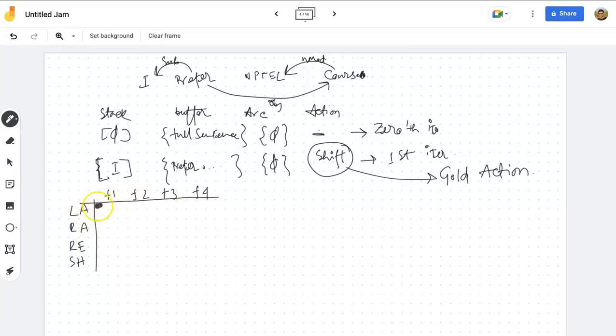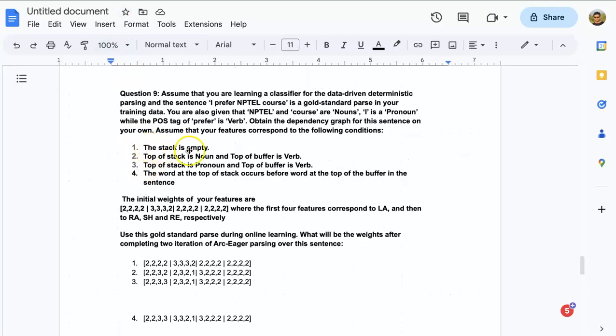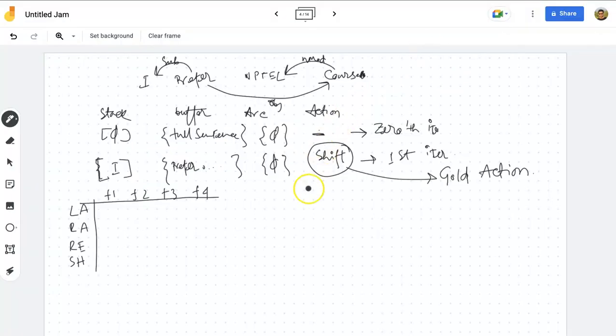For each of these features, what will be the value, 1 or 0? What is the first feature? The stack is empty. It is true for all these actions, because in the first iteration, at the beginning, the stack is empty. So if you take right arc, left arc, reduce or shift, it is true for all these actions.